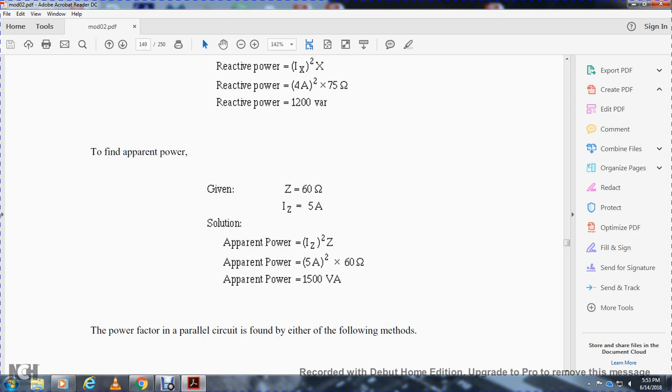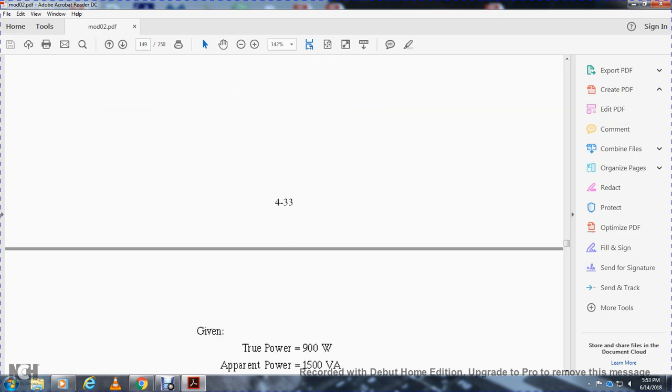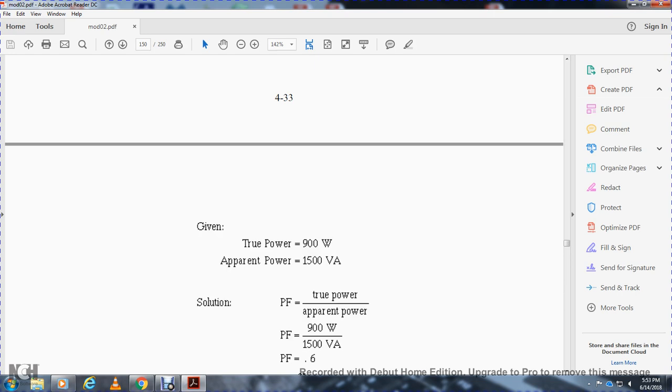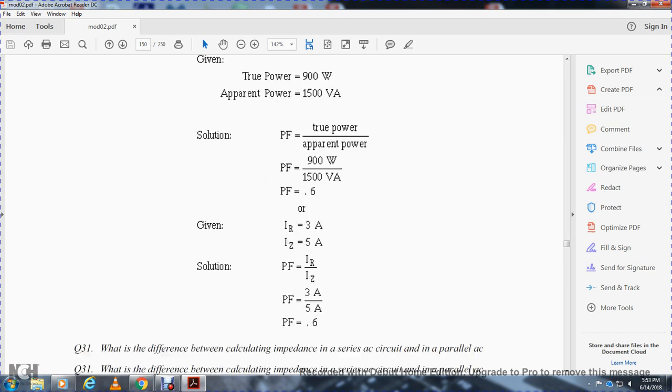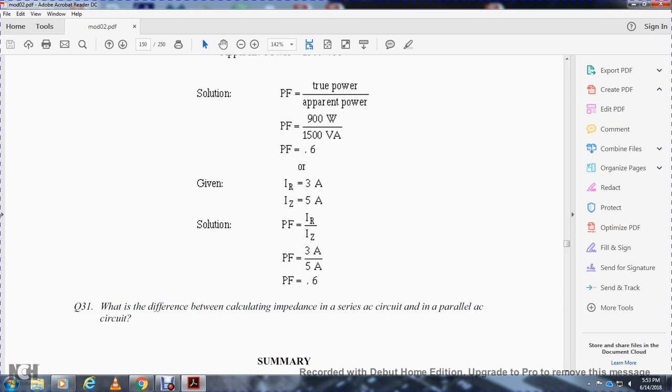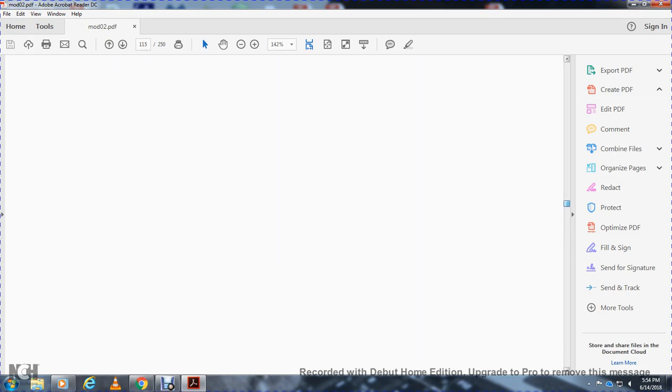The power factor in the parallel circuit is found with the following methods. Given the true power is 900 watts and the apparent power is 1500 VA, the power factor would be 900 watts over 1500 VA, or 0.6. Given the resistive current is 3 amps and the impedance current is 5 amps, you get 3 amps over 5 amps, which gives you a power factor of 0.6.